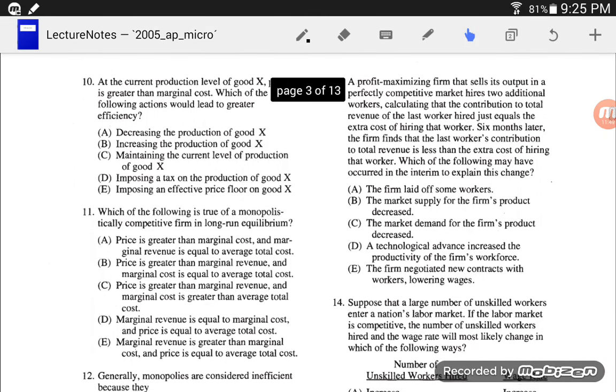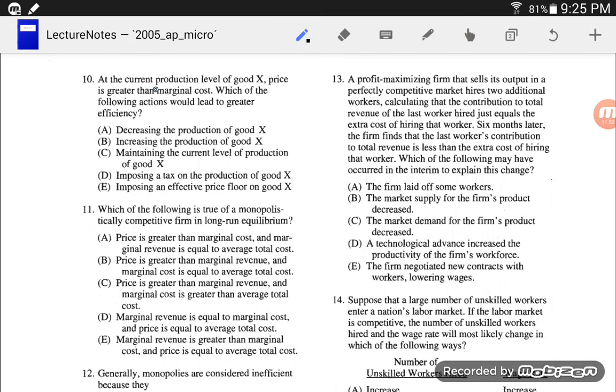At the current production level of good X, price is greater than marginal cost. Which of the following actions would lead to greater efficiency? Alright, so right now, see if I can draw that. Here's the marginal cost, and the price that you're currently selling at is above the current marginal cost.